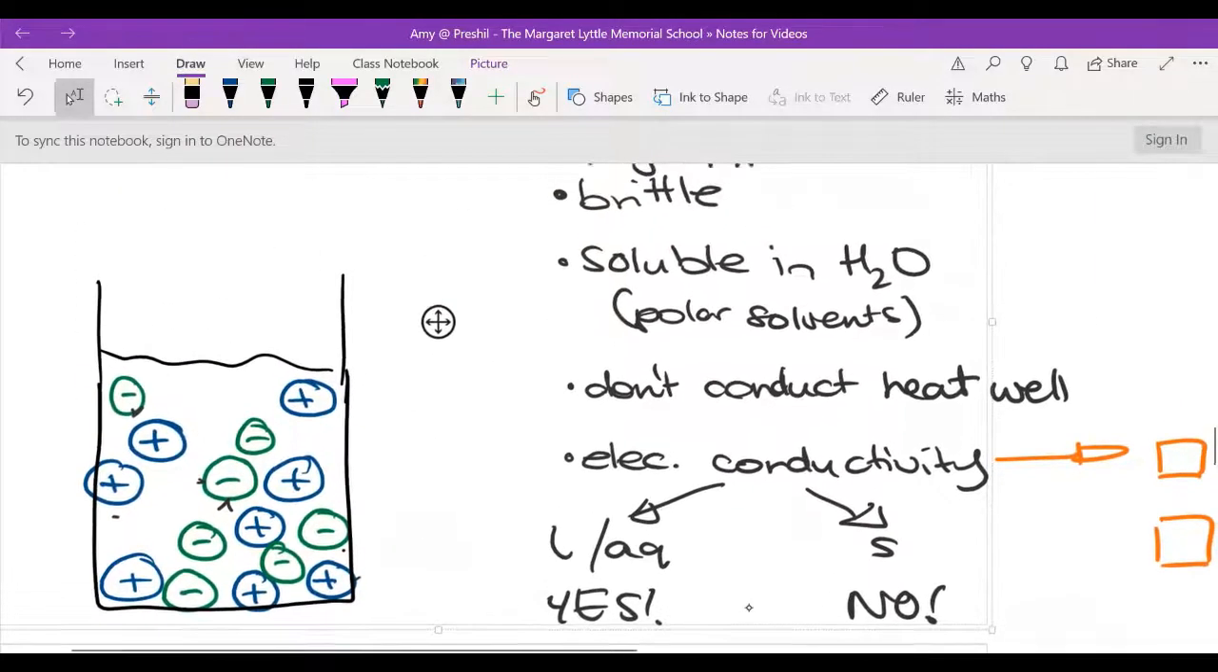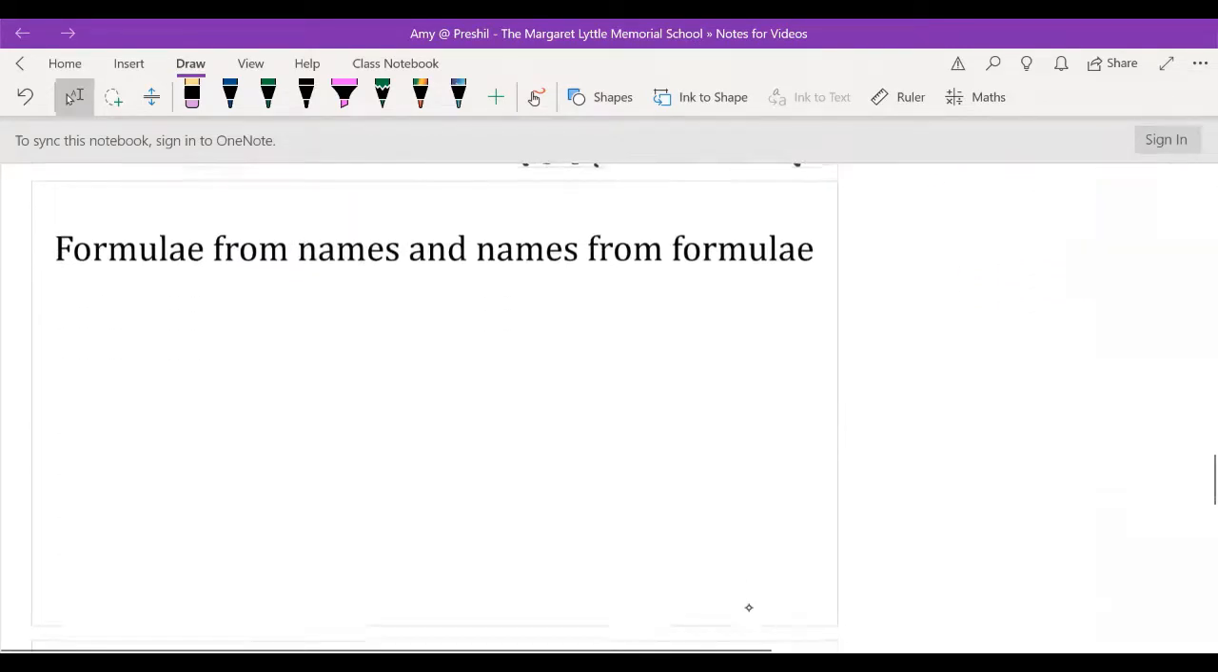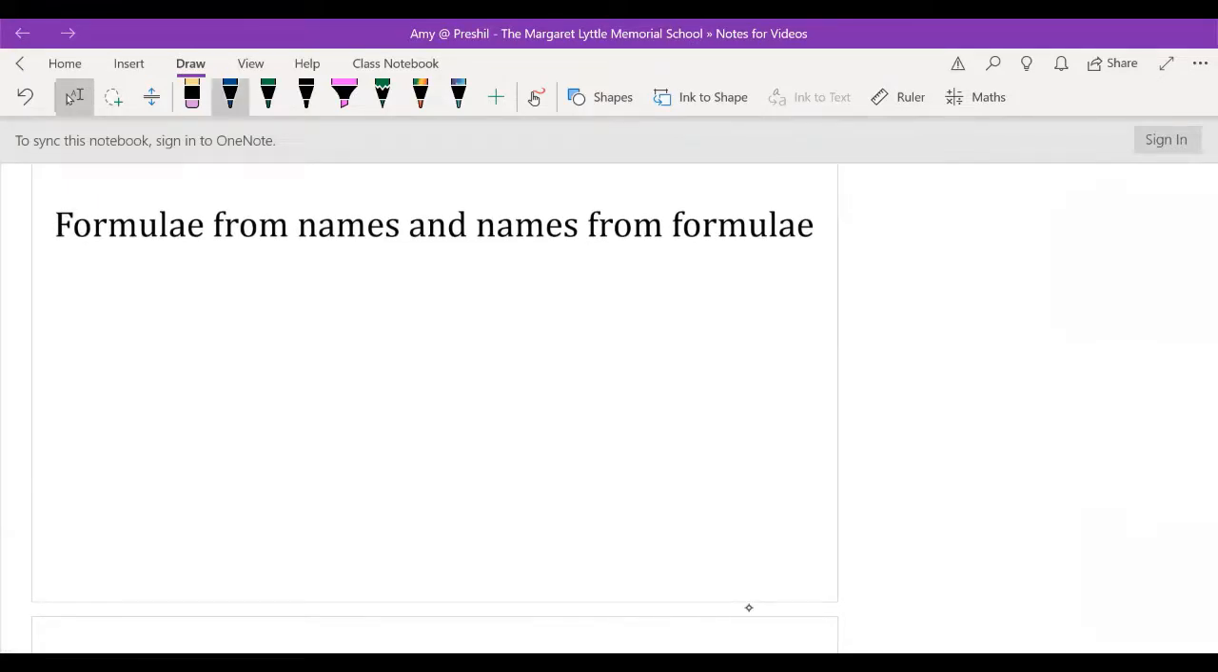So now that I've ticked both of those boxes, this is why salt water conducts electricity, but a piece of rock salt doesn't. Okay. So going from names to formulae and formulae to names, we always name the cation, then the anion. So you're always naming, generally speaking, the metal, then the non-metal.